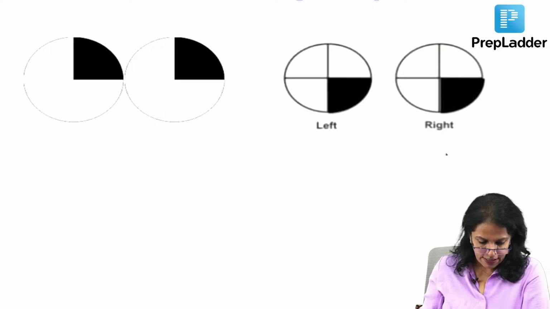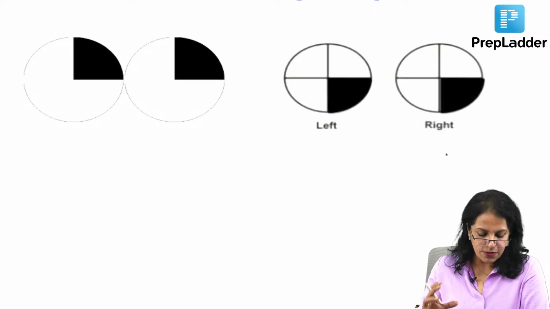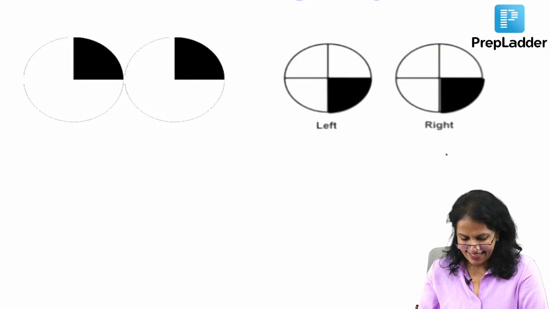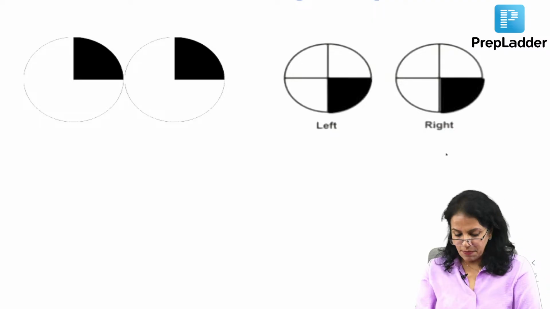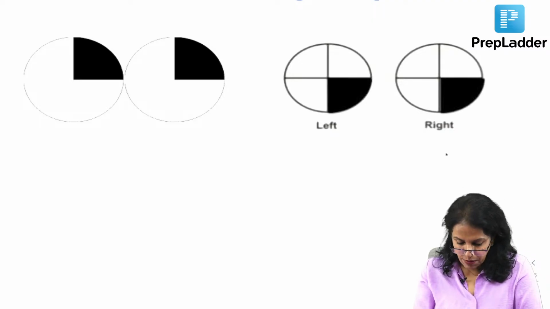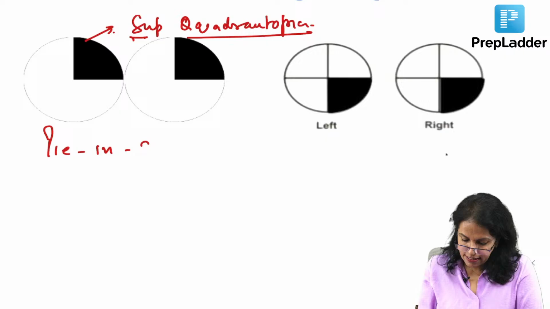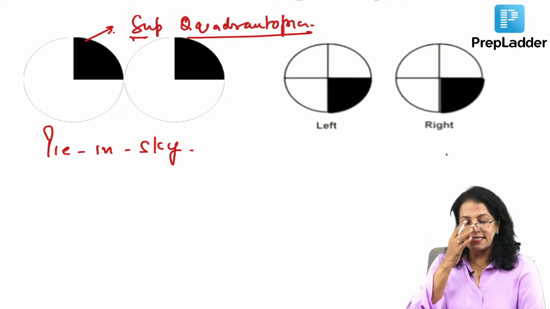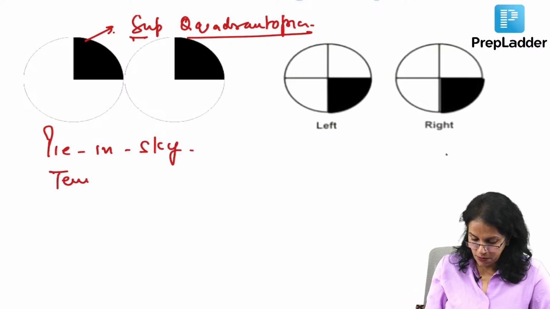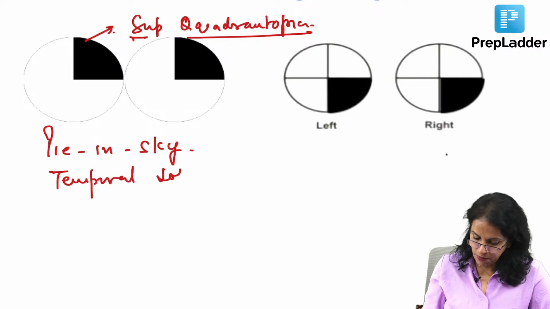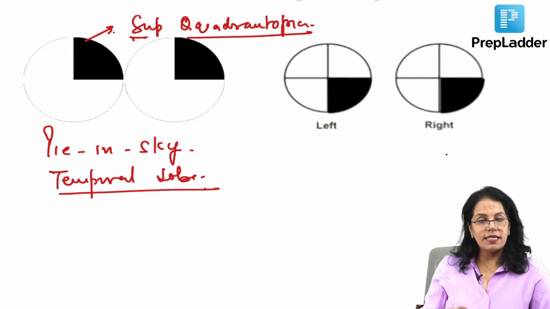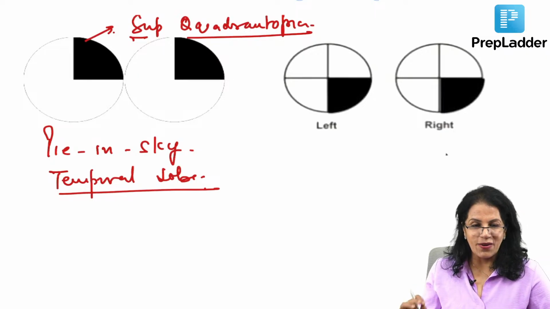Good, very good. Nice, nice. You all have answered me. This is your superior quadrantanopia. Superior quadrantanopia means inferior fibers are gone. So, it is also called pie in the sky. This is an important exam question. Please revise it. And this is seen in temporal lobe lesions. Isn't it? Temporal lobe lesion. So, these inferior fibers in the temporal lobe, they loop around. What is that called? Meyer's loop.